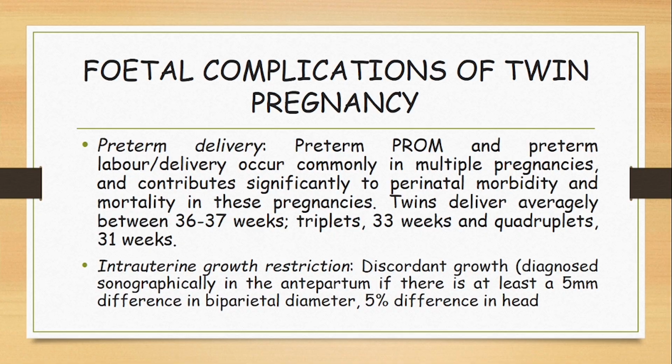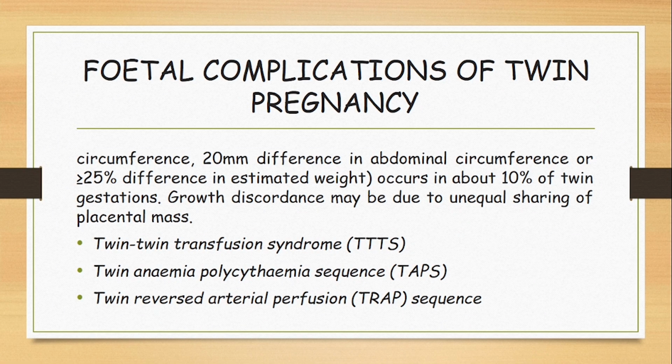Intrauterine growth restriction, where you have a discordant growth diagnosed sonographically in the antepartum, occurs more frequently. Discordant growth means one fetus is bigger than the other. For instance, if the biparietal diameter differs by about 5 millimeters between the two, or there is a 5% difference in the head circumference, or a 20 millimeter difference in abdominal circumference, then you can talk of discordant twins.